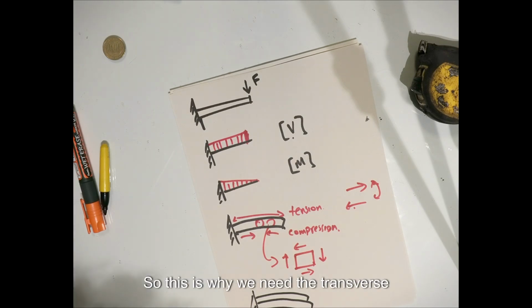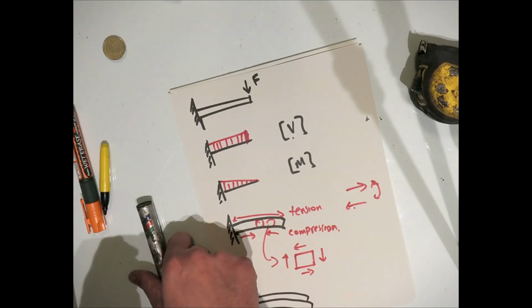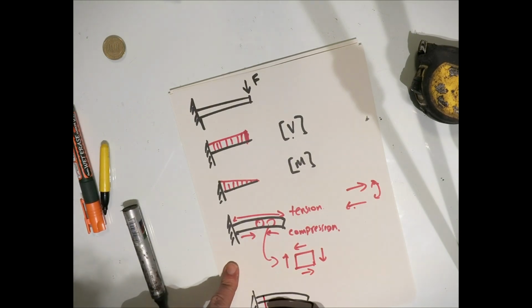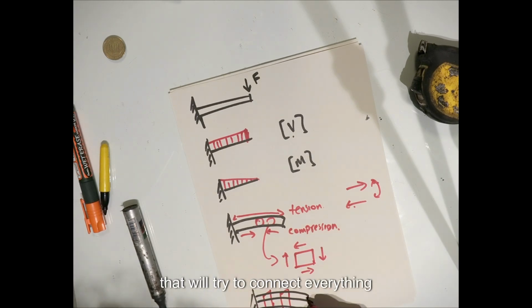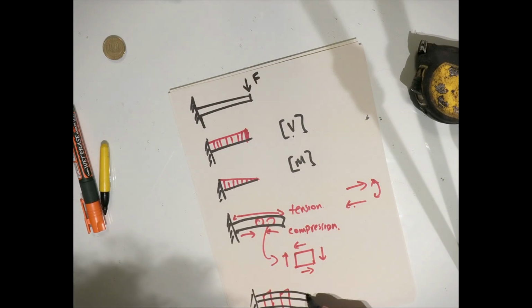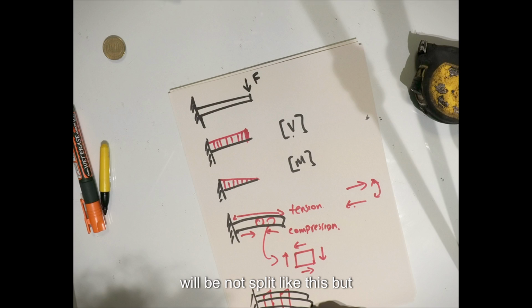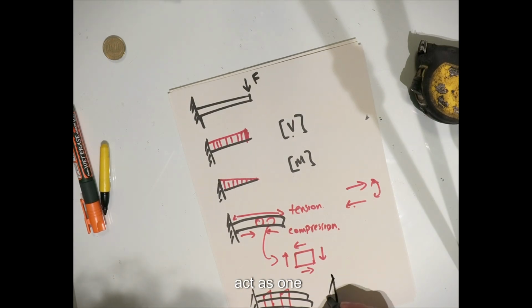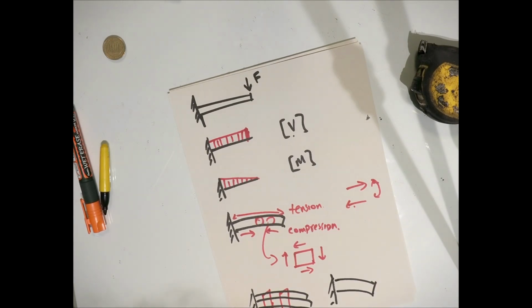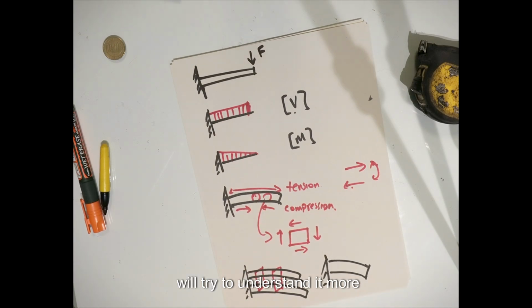So this is why we need the transverse reinforcement, this one, that will try to connect everything, and all this element will not split like this, but act as one. Let's see the experiment and we will try to understand it more.